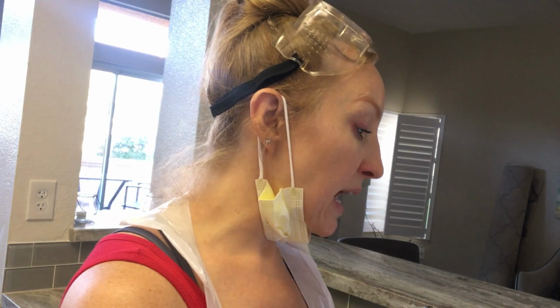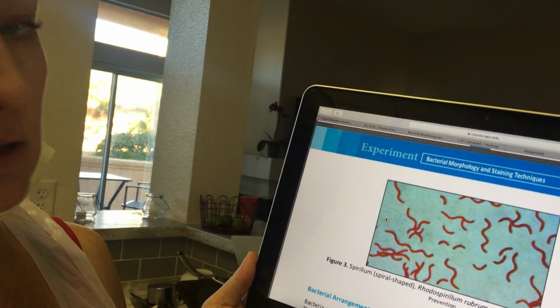And the difference with these guys is they hang solo. So you can see like a lot of them are not together here. So those are the three shapes. But then you think, well, how do we know they're three shapes? Well, that's where staining comes in.